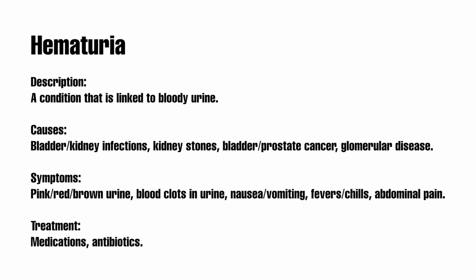Next up is hematuria. Hematuria is a condition that is linked to bloody urine. The most common causes are bladder or kidney infections, kidney stones, bladder or prostate cancer, and glomerular disease. Common symptoms include pink, red, or brown urine, blood clots in the urine, nausea or vomiting, fevers or chills, and abdominal pain. Treatments include medications and antibiotics.